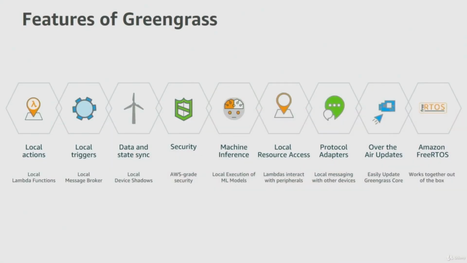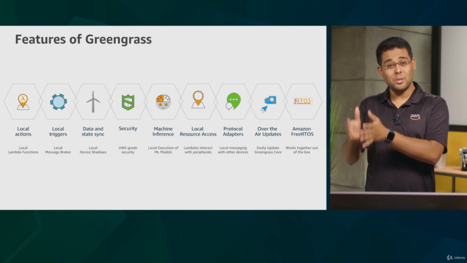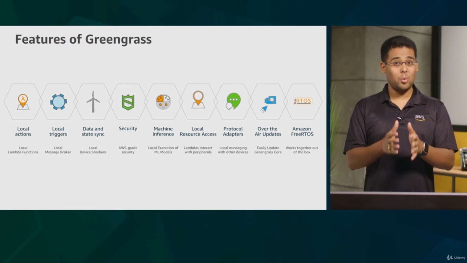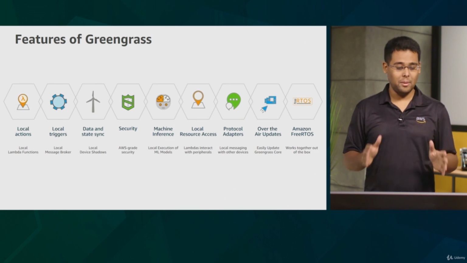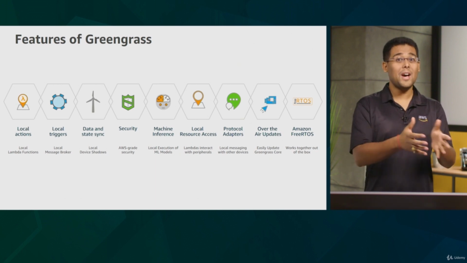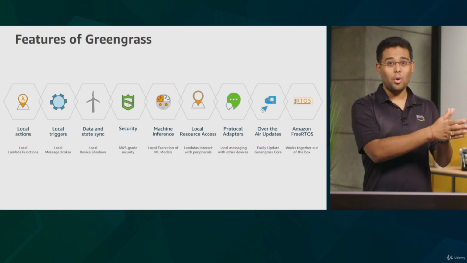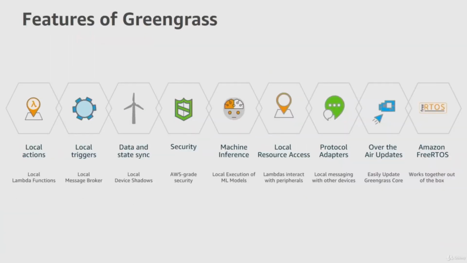Let's quickly go over some of the features of AWS IoT Greengrass. The first one is local actions. You can run local Lambda functions on the edge. You also get a local message broker similar to AWS IoT Core in the cloud, so Greengrass can work completely in offline mode. You also have local device shadows to store the information of the state of all the devices at the edge.